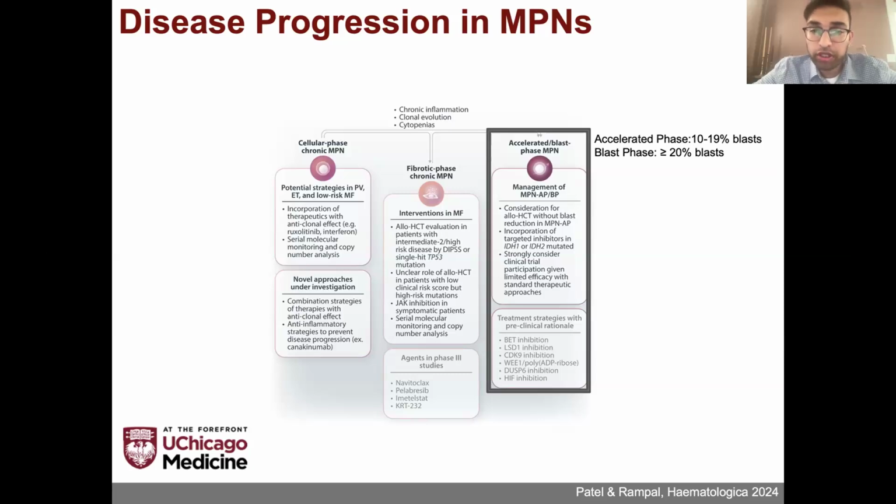You may hear the term post-MPN AML, meaning AML arising from an MPN. That term is synonymous with MPN blast phase. They mean the same thing. And really, the consideration here is to treat the disease as if it is AML, and then strongly consider trial participation and transplantation, given our current therapies have to do a lot more than they are to control this disease.